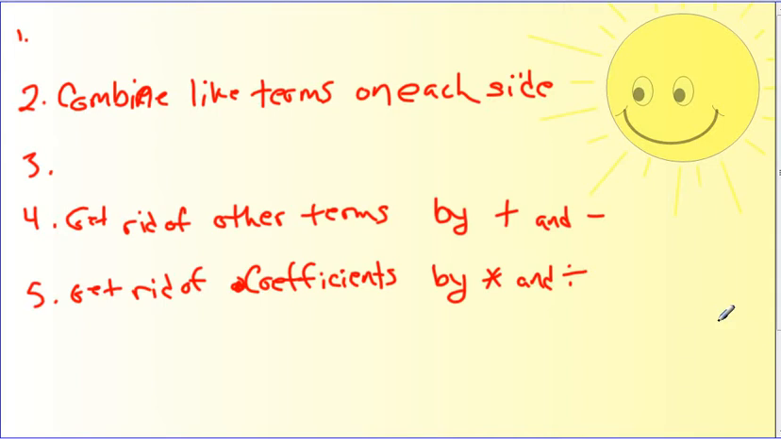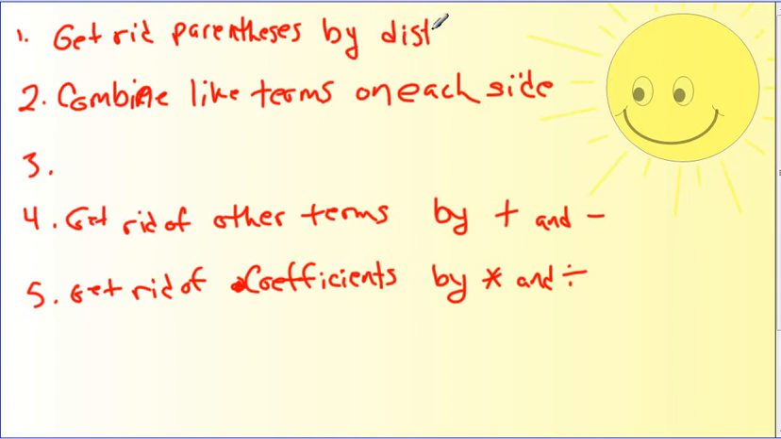But now, step 1. The first thing we're going to do is if you see parentheses, we need to get rid of them, almost like in the order of operations. But we're not going to do the math inside the parentheses. We're going to distribute to get rid of parentheses. So we're going to say get rid of parentheses by distributing. Okay, so we're getting rid of all those parentheses by distributing.